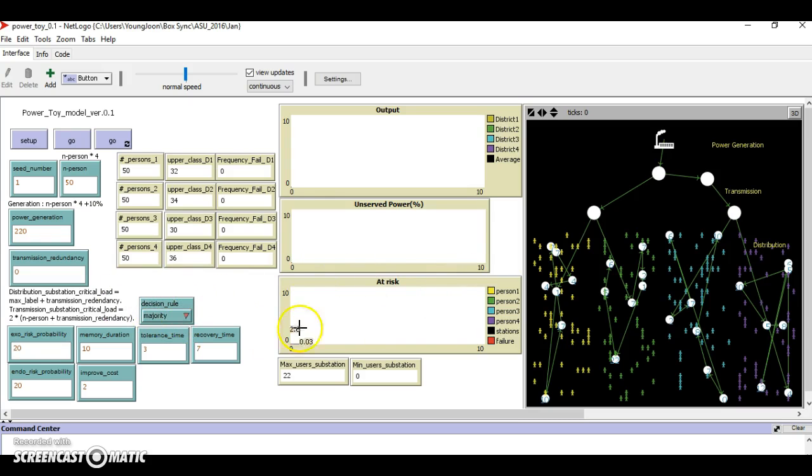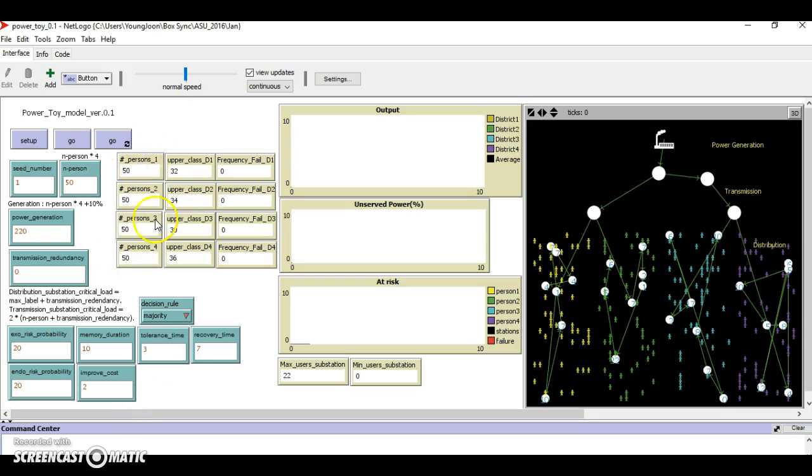So fast recovery requires the majority of users' money, users' cost. The paying economic agent can tolerate the no-change situation 3 times, but after this tolerance time, they can move to another district.